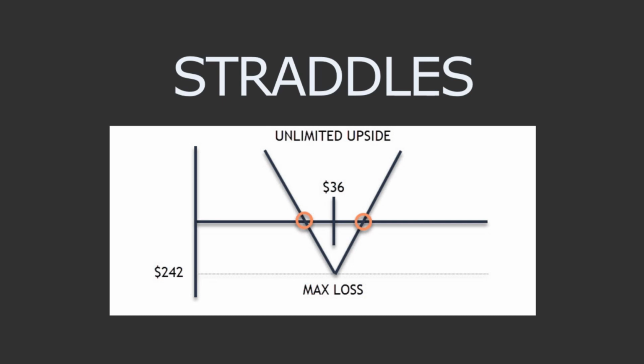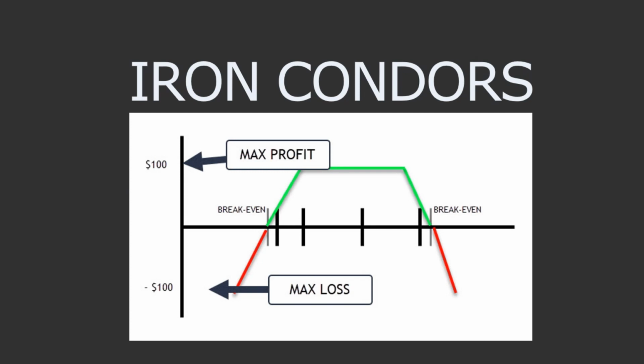Now, this is a great way to capitalize on high implied volatility without having to predict any one direction. Also has limited risks because if the stock moves too far in either direction, you just limit your losses by selling your position. Iron condors, again, good way to maximize profits and minimize your risk.